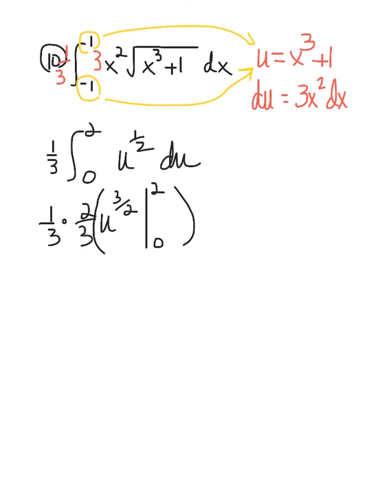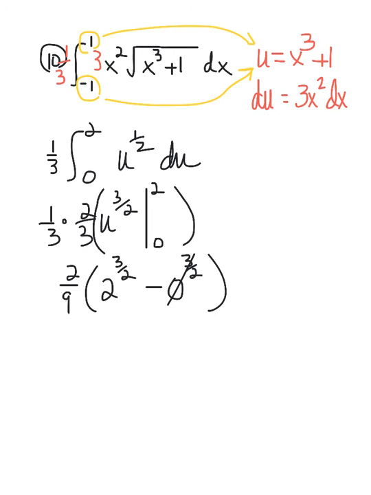All right, we also remember that because we have bounds, we do not need to replace this u with our x cubed plus 1. That's not necessary. Okay, all right, so I'm going to multiply those fractions on the outside. So that's going to give me 2/9. And let's see what I have here. So I have 2 to the 3/2 power minus 0 to the 3/2 power. Well, 0 to the 3/2 power we know is just 0, right?